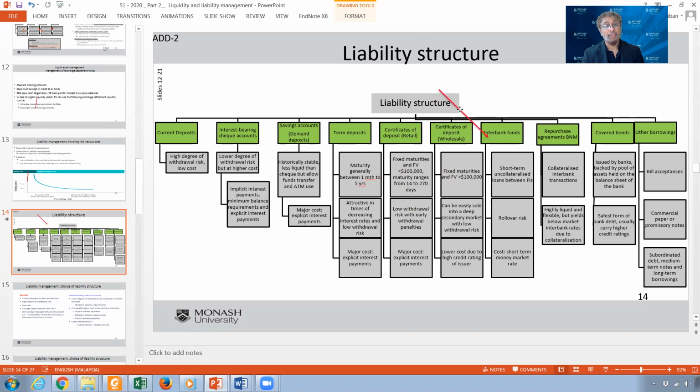Now you can go to the interbank and borrow from the interbank. It's a short-term, consolidated and collateralized loan between financial institutions. The cost is the short-term money market rate. You can roll them over.